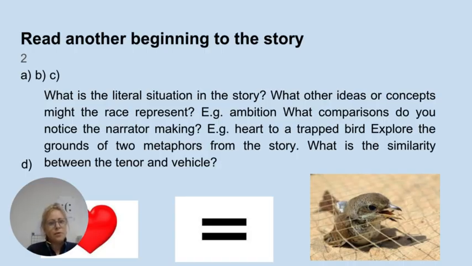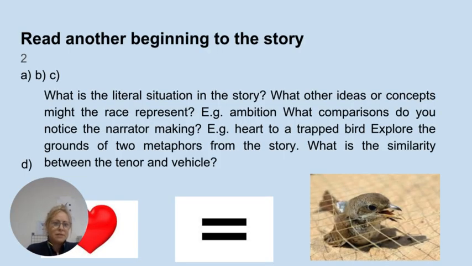So you are going to ask these questions to the students and give them some time to annotate the text and explore their own ideas. So, what is the literal situation in the story? And what other ideas or concepts might the race represent? So, the literal situation is the race itself, involving Sammy and the other competitors. The race might represent ambition.